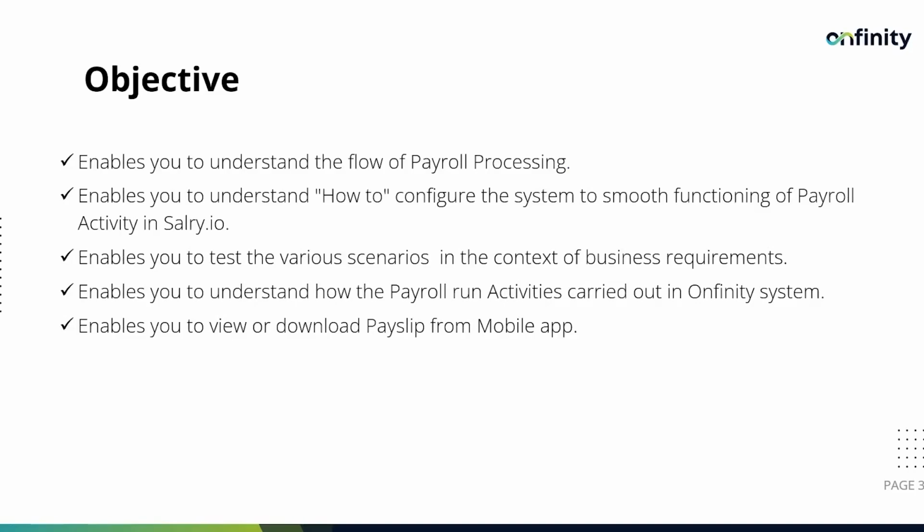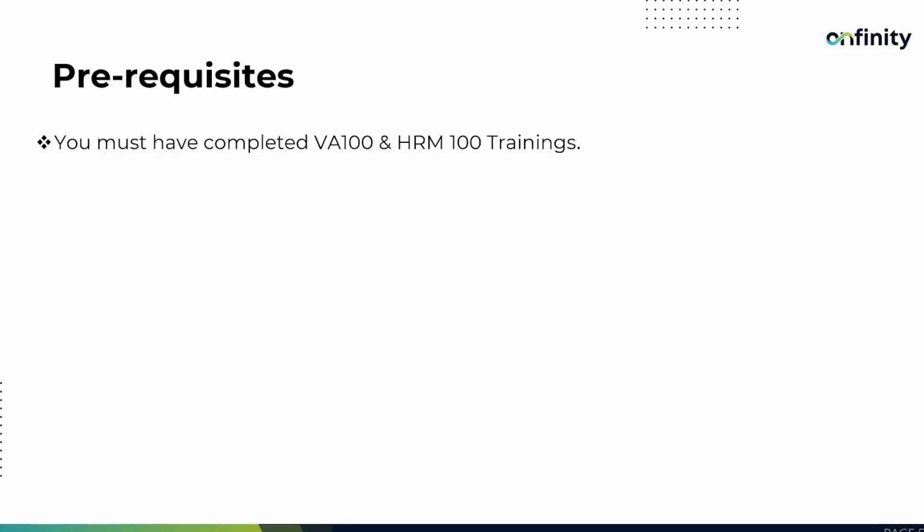The system will allow us to handle different scenarios based on business needs and show you how to run the payroll activities. We'll see how to manage pre-payroll and post-payroll activities within the system. This will also enable us to download or view payslips from both the system and the mobile application. A prerequisite for this training is that you should have completed the VA 100 and HRM 100 trainings.